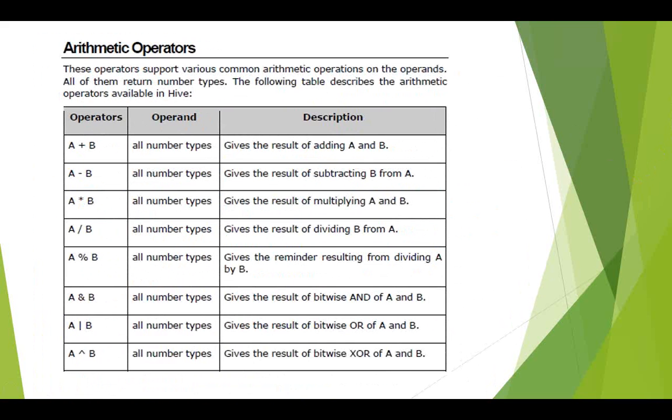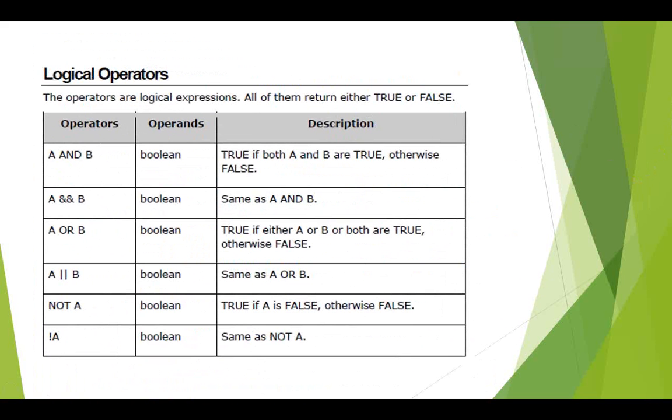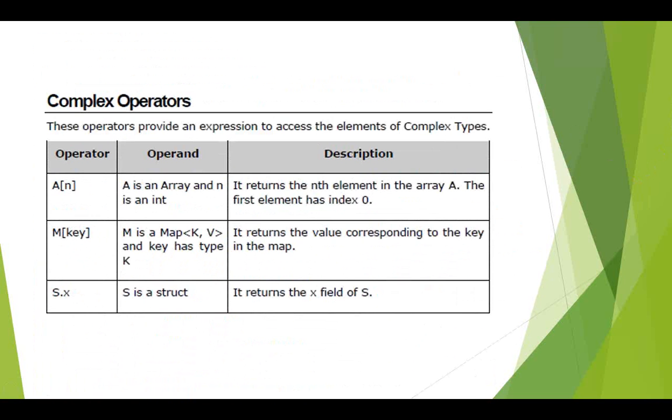Whatever we have seen here is the bitwise operator that is present in Java or any language. Now we have the logical operators, logical and, logical or, and the same are present in Hive also. Now we have some complex operators. What are the different complex operators?